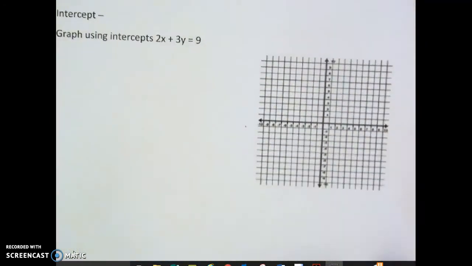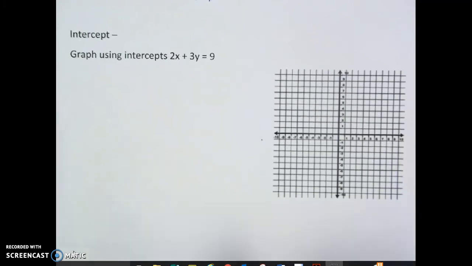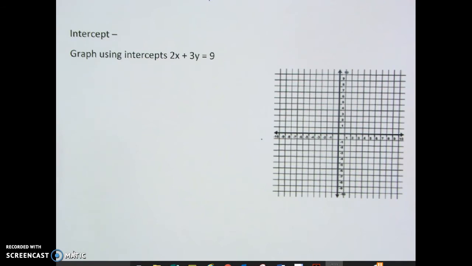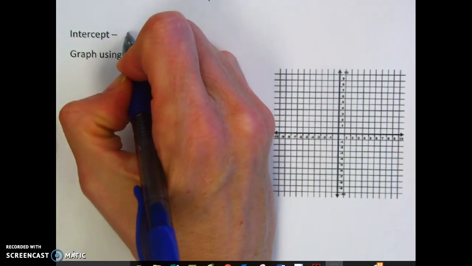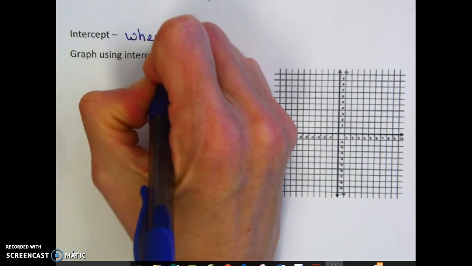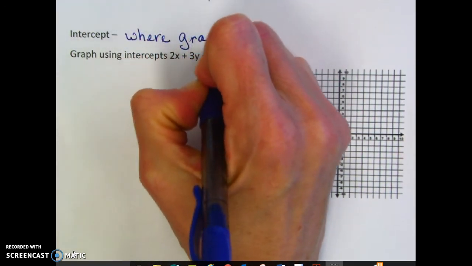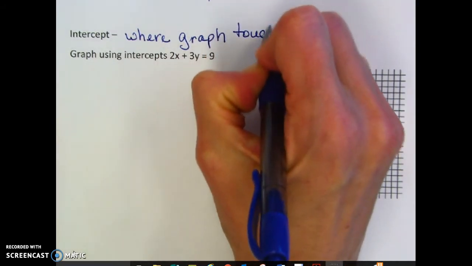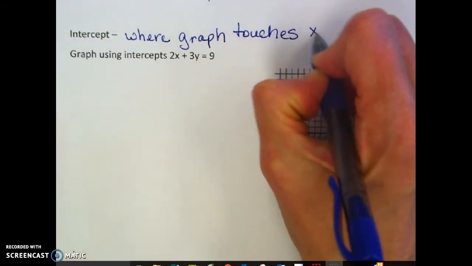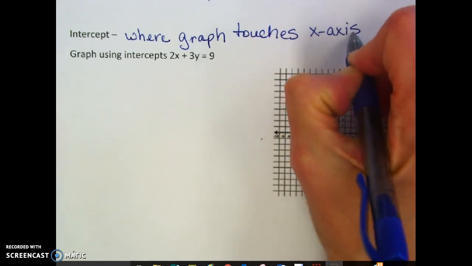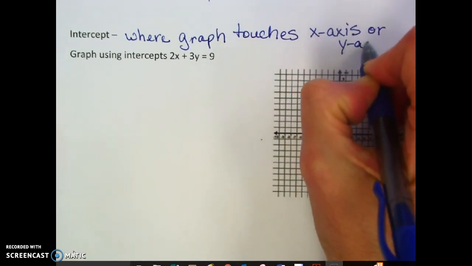Okay, we're going to do one more thing here. We're going to define an intercept, and we're going to use intercepts to graph, which is okay to do, but we already know how to solve for y and graph with the slope and the y-intercept, so we're probably going to continue to do it that way most of the time. Anyhow, an intercept is just where your graph touches the x-axis, which would be the x-intercept, or the y-axis, which would be the y-intercept.